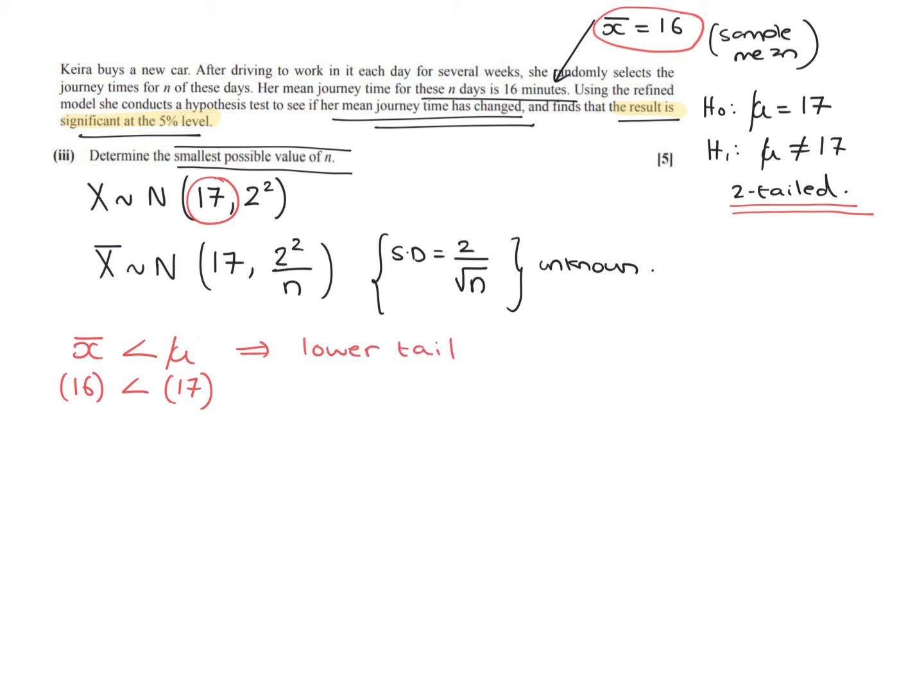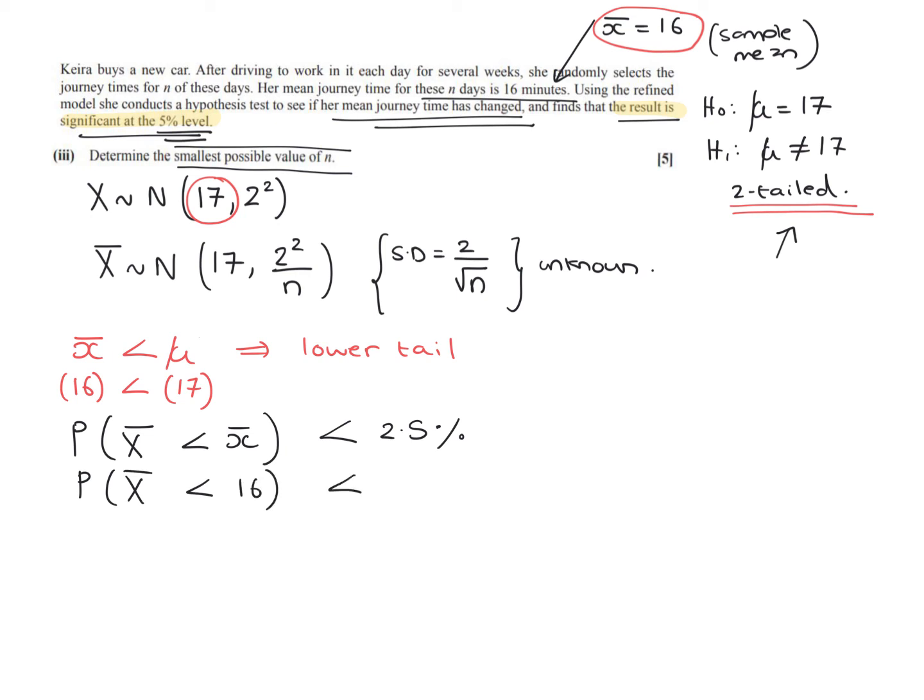So because the result is significant, it tells us that the probability that x bar is smaller than the value of the test statistic, little x bar, must be less than 2.5%. Why 2.5%? Because it's an overall 5% significance level, but remember we're working with a two-tailed test. So the probability that x bar is less than 16 must be lower than 0.025.